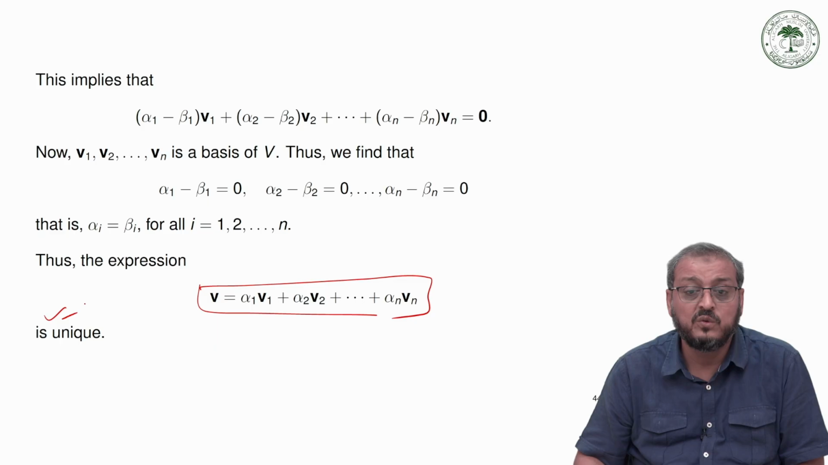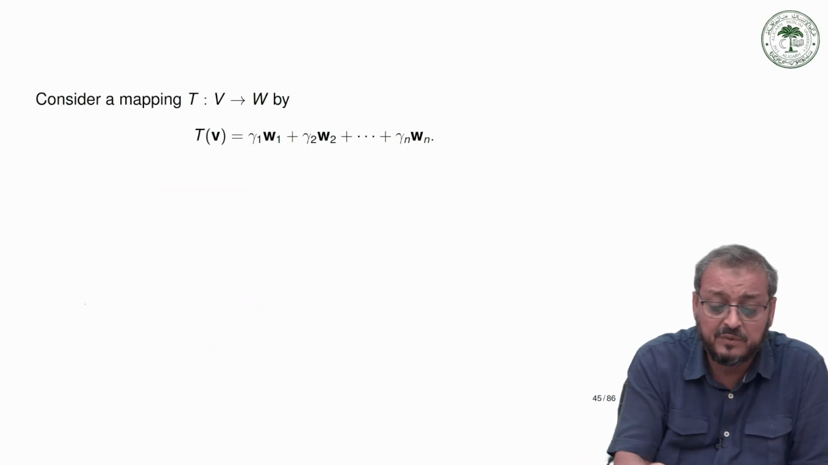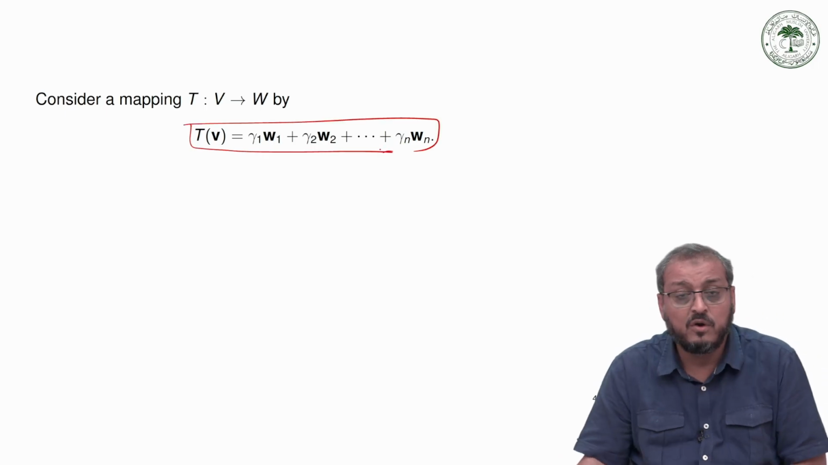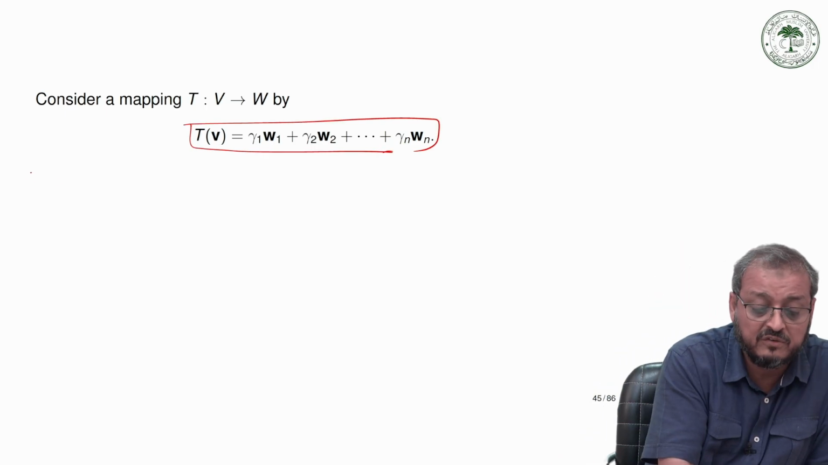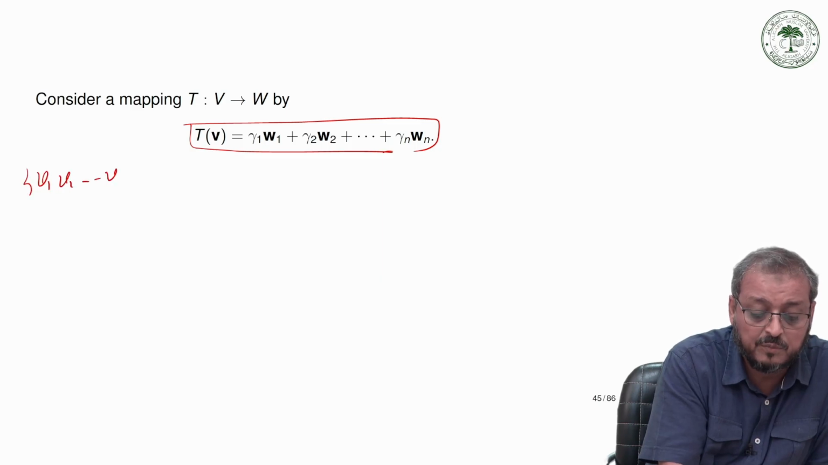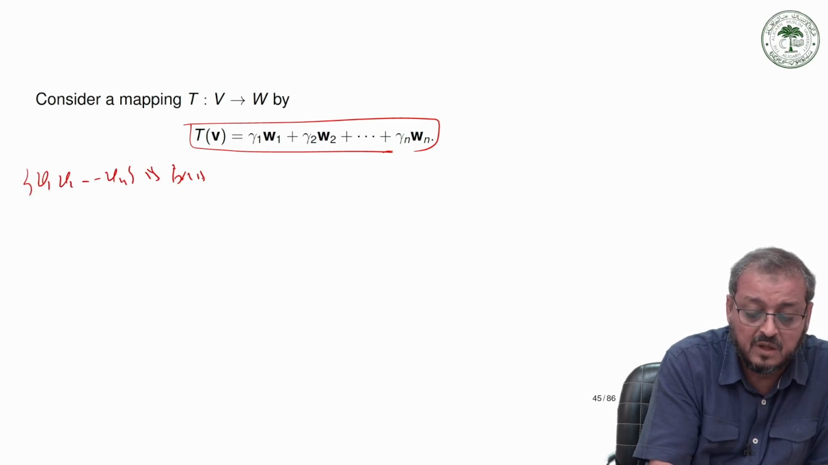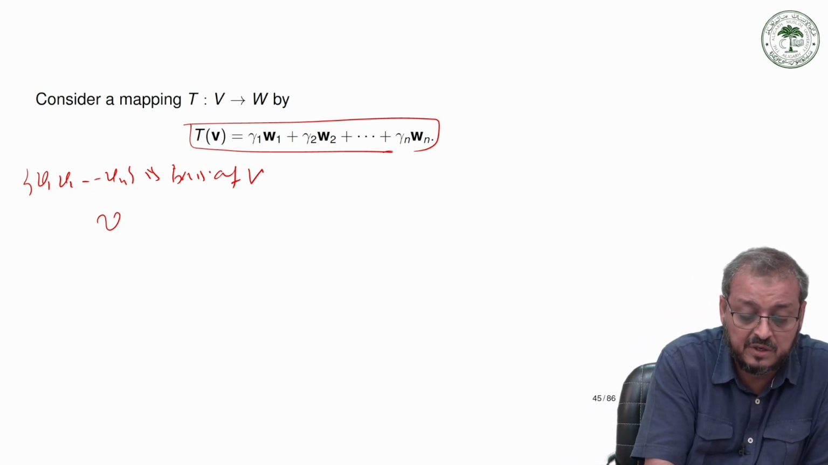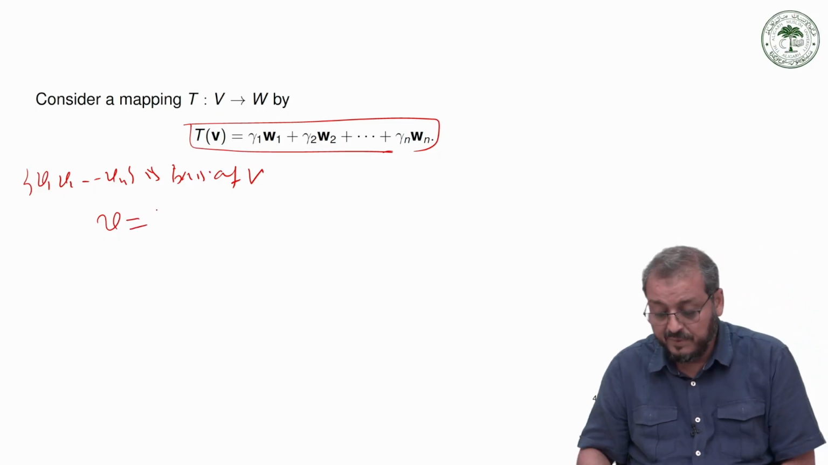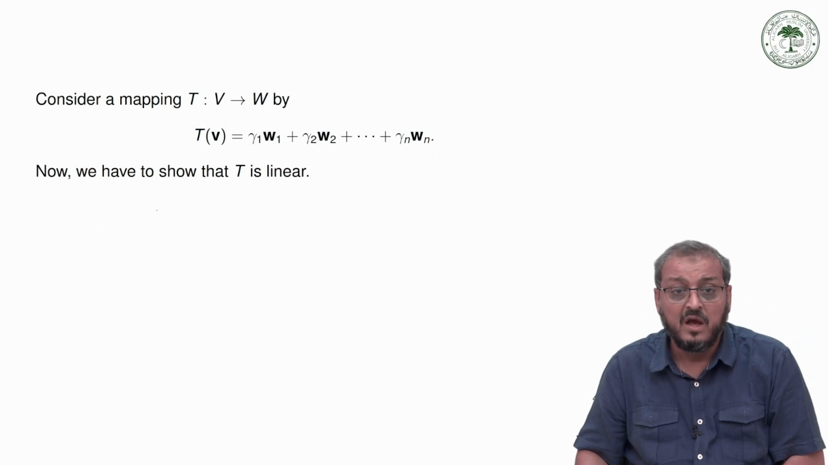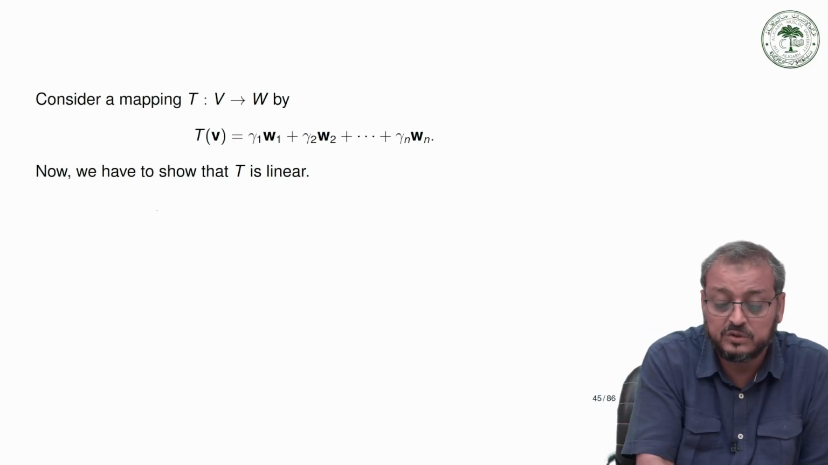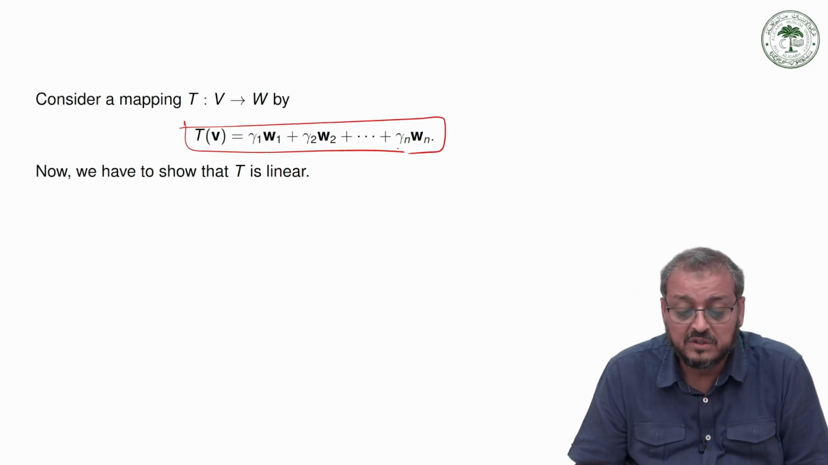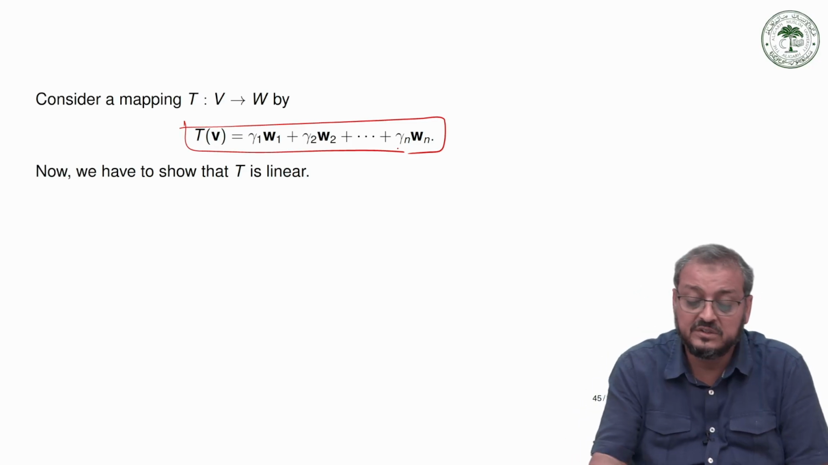Now, in the next part, we consider a mapping T from V to W. T of v can be written in this form because we are given that v1, v2, ..., vn is a basis of the vector space V. If v1, v2, ..., vn is a basis, then v can be written as a finite linear combination of the elements of the vector space V. So first we try to show that this representation, T of v equals gamma 1 w1 plus gamma 2 w2 plus ... plus gamma n wn, is linear.